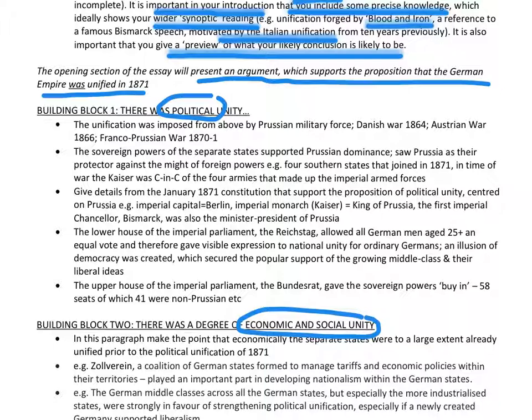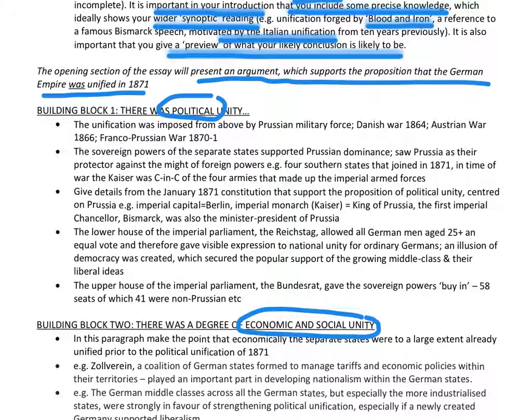You could split it into three. You could do economics and then do society. Often economics and society overlap so strongly, I tend to prefer to bind them into one building block. So you look at it from different angles, from different perspectives. Political unity is obviously about government and power. Economic and social unity is more from below. It's more about ordinary people, their well-being, about wealth, and so on. So what we're doing here is arguing there is evidence of political unity, and there is evidence of economic and social unity. Let's look at the political unity first.